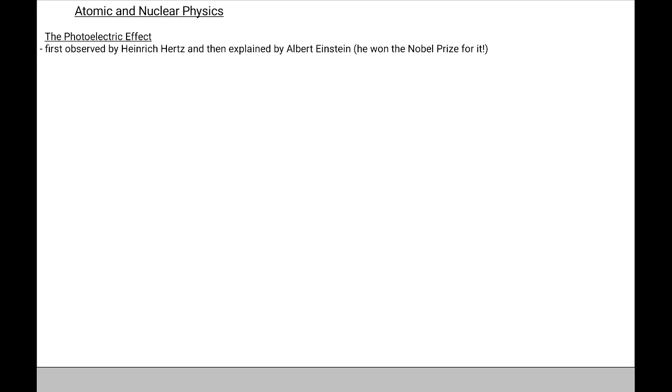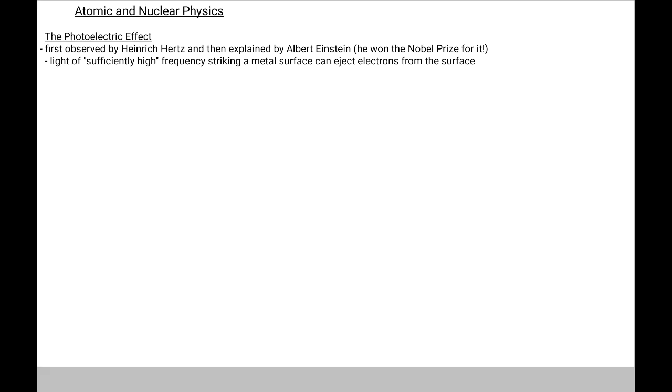Let us now look at some aspects of atomic and nuclear physics. So first thing we want to look at is the photoelectric effect. It was first observed by Heinrich Hertz and then explained by Einstein, and Einstein actually won the Nobel Prize for it. We know Einstein for relativity, but the theory that he won the Nobel Prize for was this photoelectric effect.